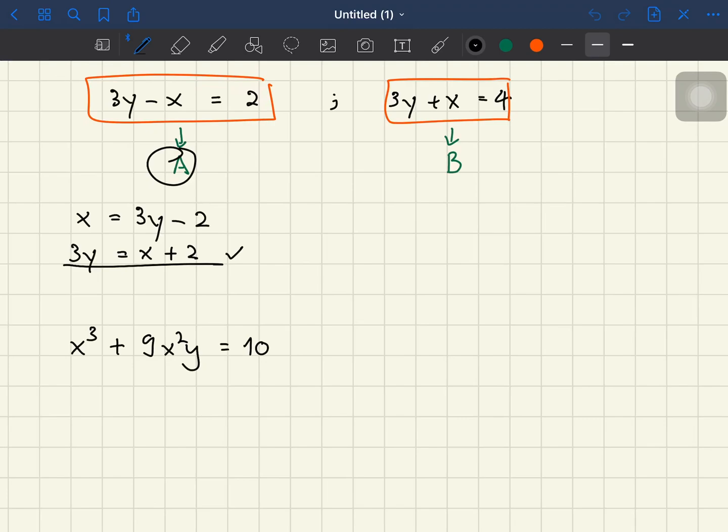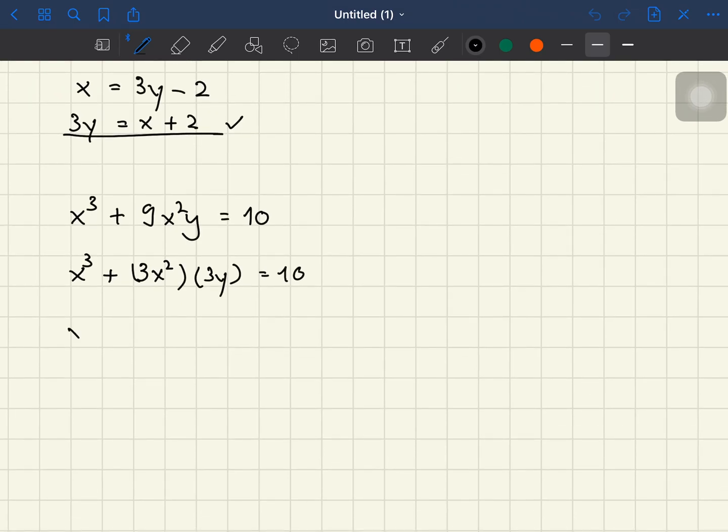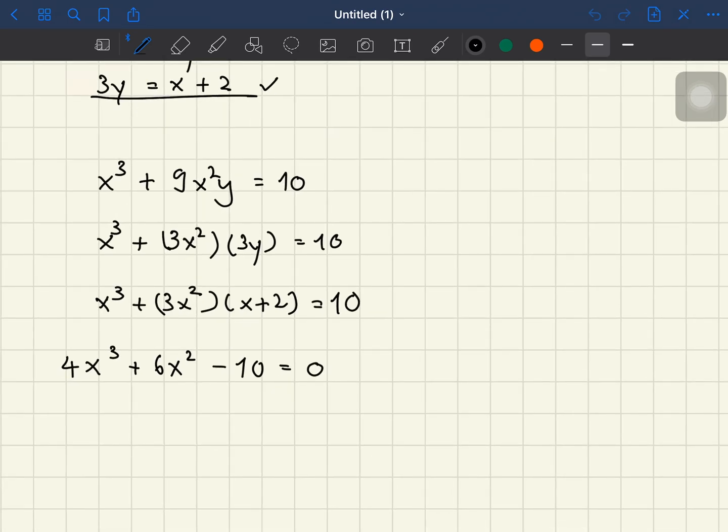So how can I get 3y here? As you can see, 9y, you can factorize the y becoming 3 and then times 3. So I allocate 3 for the x squared here and then 3 for the y here, which is also the same if you try to multiply them back. You will have a 3y indirectly, right? So x cubed plus 3x squared and then times the 3y, which is x plus 2, and then you will get 10. Okay, and then you will have here 4x cubed and then plus 6x squared and then minus 10 equals 0. So in mathematical competition, we are not allowed to use a calculator to solve cubic equations.